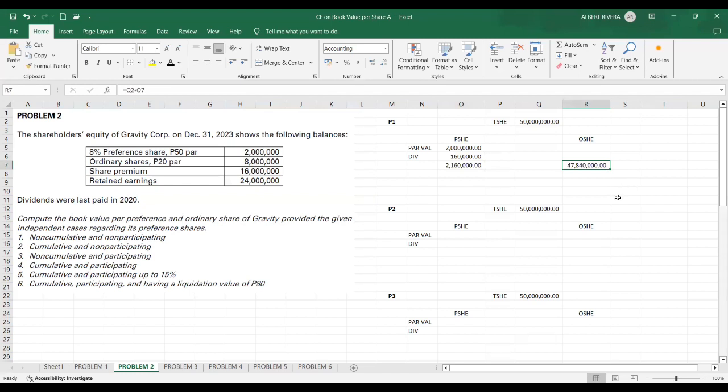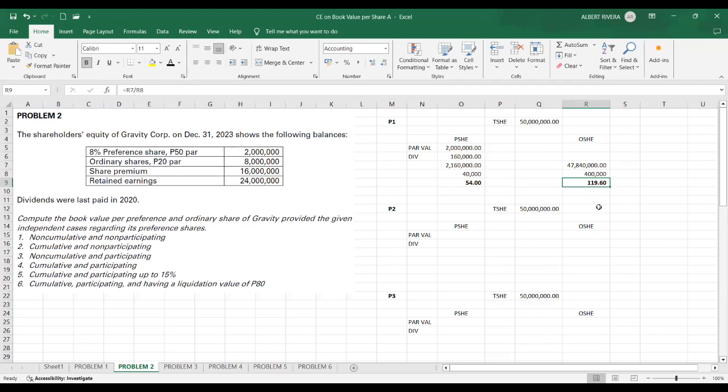50 minus 2,160, that is 47.84 million pesos. Divided by the number of shares outstanding. For preference, that is 2 million divided by 50, that would be 40,000 number of shares outstanding. 2.16 million divided by 40,000, this is the book value per preference share. While here, this is 8 million divided by 20, so this is 400,000. So this is 47.84 million divided by 400,000, that is 119.60. That is the first scenario.